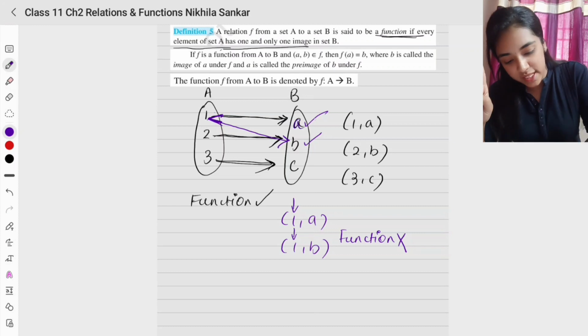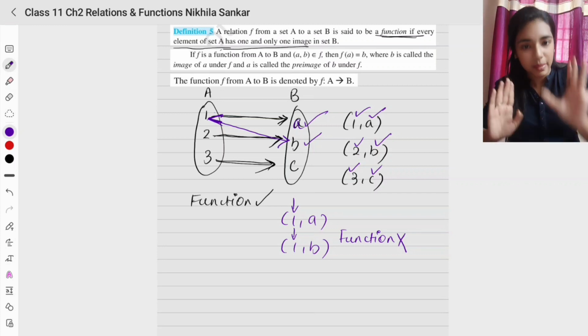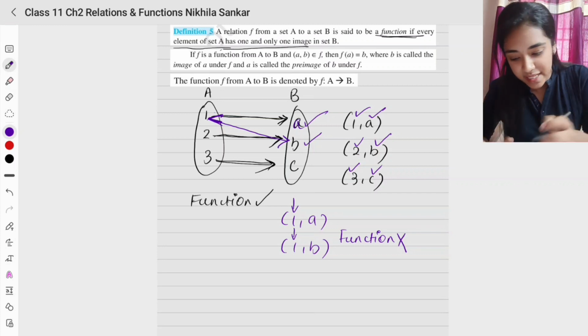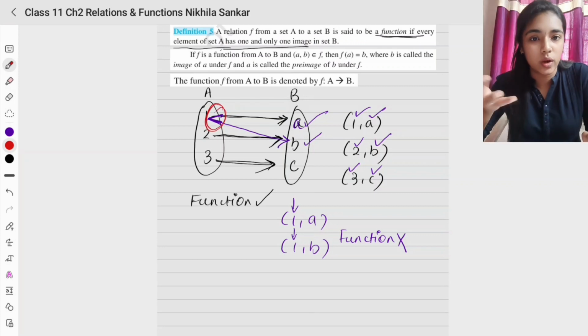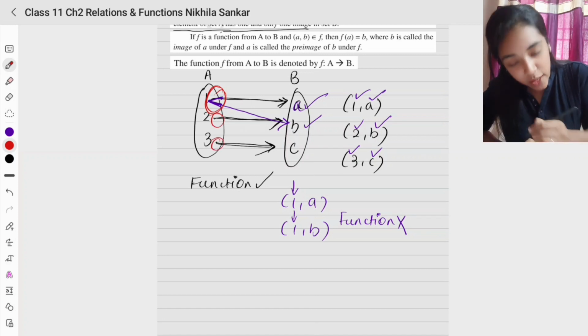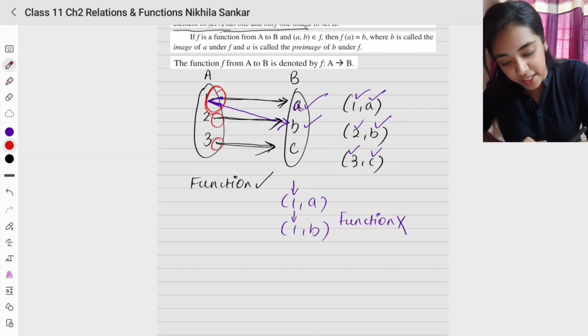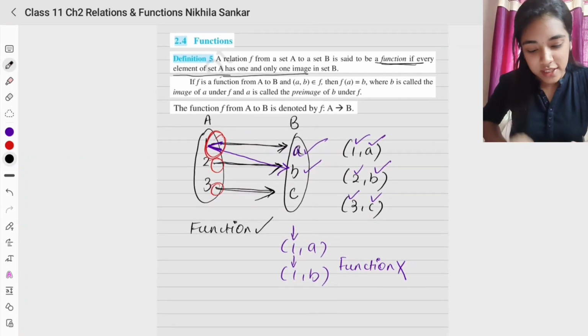One and only one image means that 1 has only A, 2 has only B, and 3 only C. Correct? So there should not be any repetition of images. So it is easy. Just remember that you should never have 2 or more than 1 arrow from the left hand side. In the left hand side you should only have 1 arrow, one line going from the left hand side to the right hand side. This is just an easy way to remember. So this is going to be a relation.